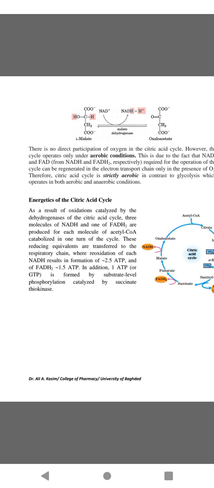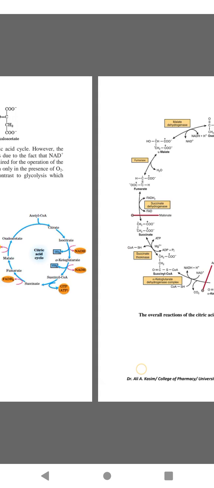Now the energetics of this cycle. As a result of oxidation catalyzed by the dehydrogenases of the citric acid cycle, three molecules of NADH and one of FADH2 are produced for each molecule of acetyl CoA in one turn of the cycle. These reducing equivalents are transferred to the respiratory chain. The reoxidation of each NADH results in the formation of 2.5 ATP. In addition, 1 ATP is formed by substrate level phosphorylation by succinate thiokinase.